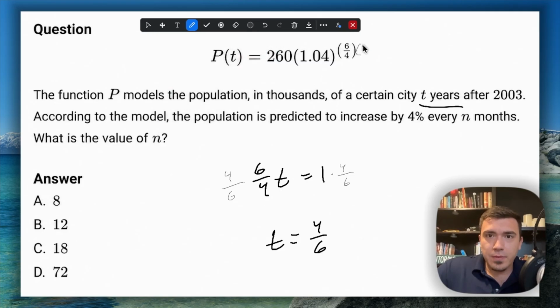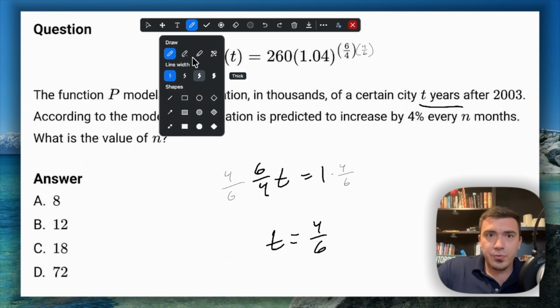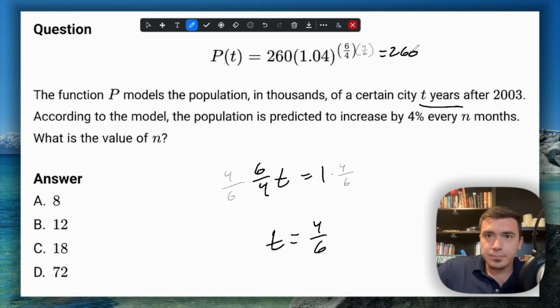Plug in 4/6. 6 over 4 times 4 over 6 is 1. So now this is just 260 times 1.04 to the power of 1. So now I'm actually taking the 260 and increasing it by 4% just one time. So that's exactly what I wanted. I really just confirmed my work over here, and I am indeed on the right track.